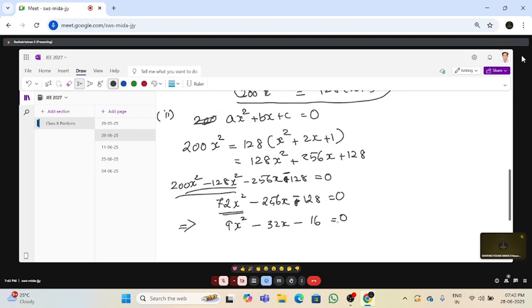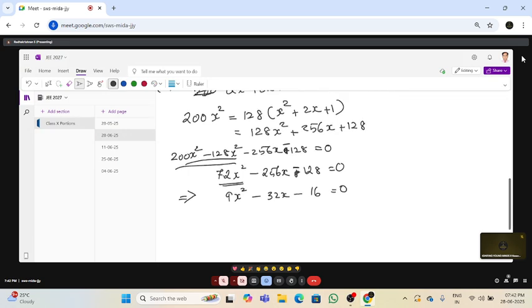16 8s are 128. Right. So this is the standard form. Because standard form, this is also acceptable, but this is a simpler standard form. Okay. So this is your standard form.